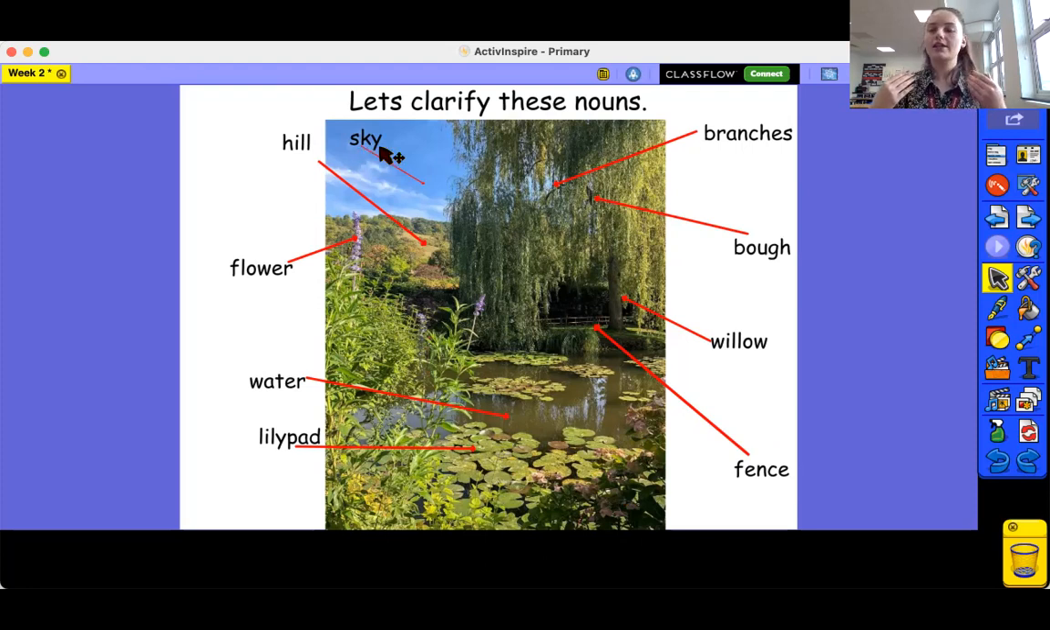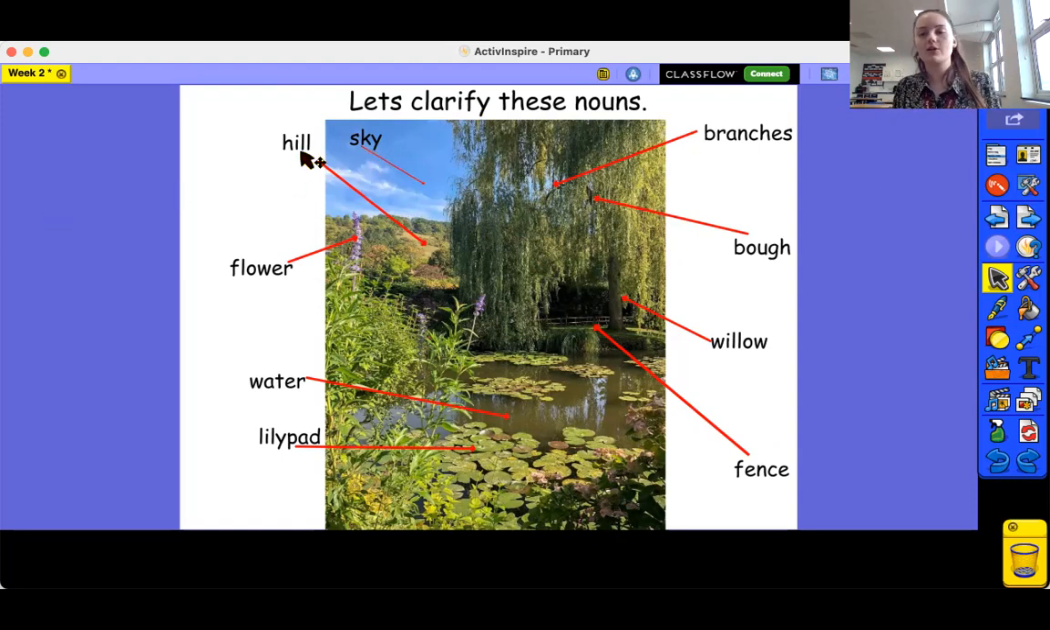Sky. I'll say it and then you can say it. Fantastic. The sky. I think we all know what the sky is. If you look out of a window, you might be able to see it. It's up above everything else.